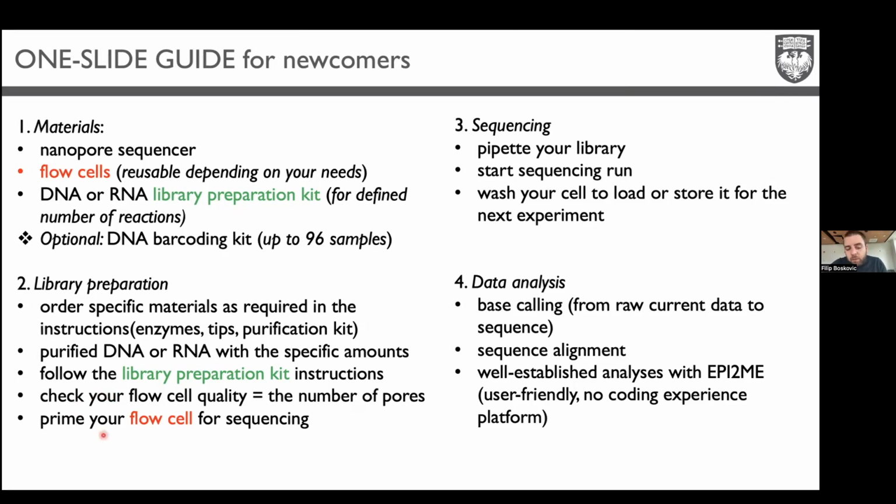Then you need to prime or prepare your flow cell. Usually that's just washing the flow cell with some buffer before you add your sample. And once you prepare the cell, you have your library. So you have your molecule, you have the adapter with the motor protein that's actually going to go to the pore and push your sequence inside. Then you can actually go to sequencing. So you pipette your library, start the sequencing run, and tell it what you want to sequence and what kit you're using. It's very user-friendly in that sense. And then after that, you can wash your cell to load another sample.